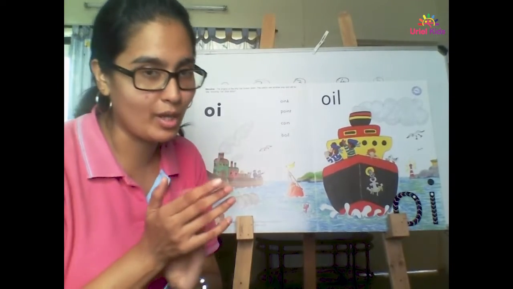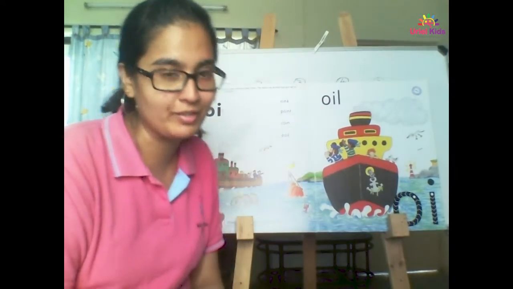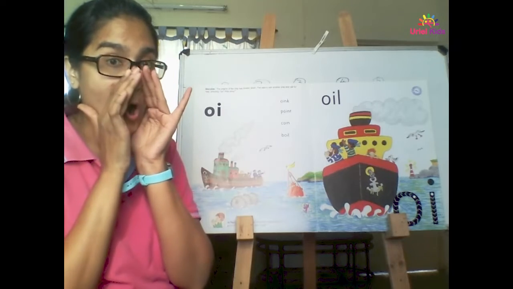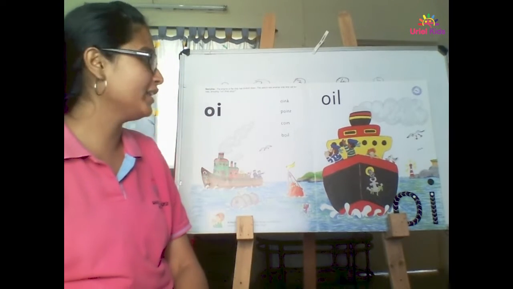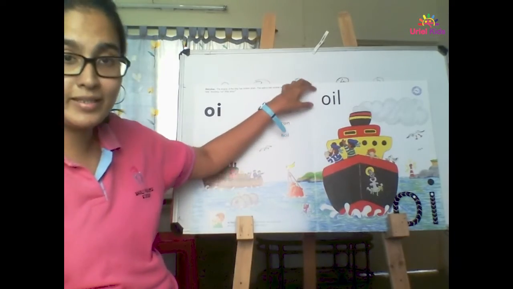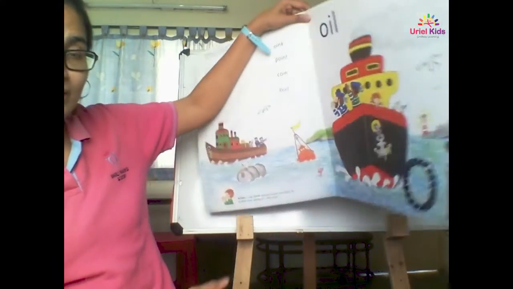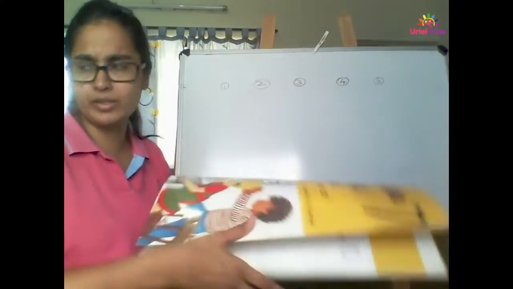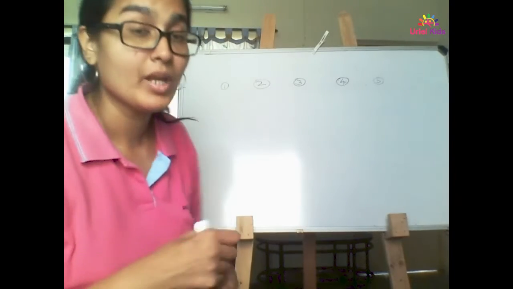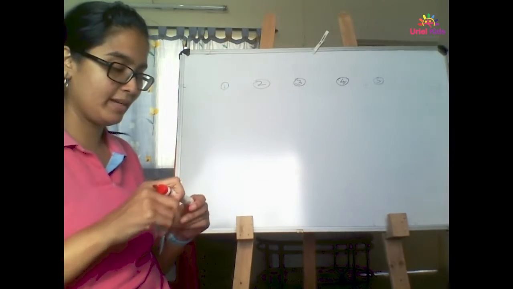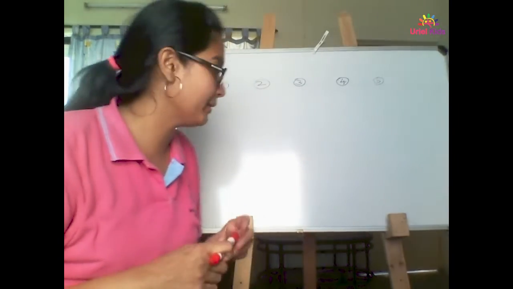Very good. So now we all know the action for the sound oi. How do we say it? Oi. Very good. So now, let us move on to the next part, wherein we are going to discuss many words that have the oi sound.